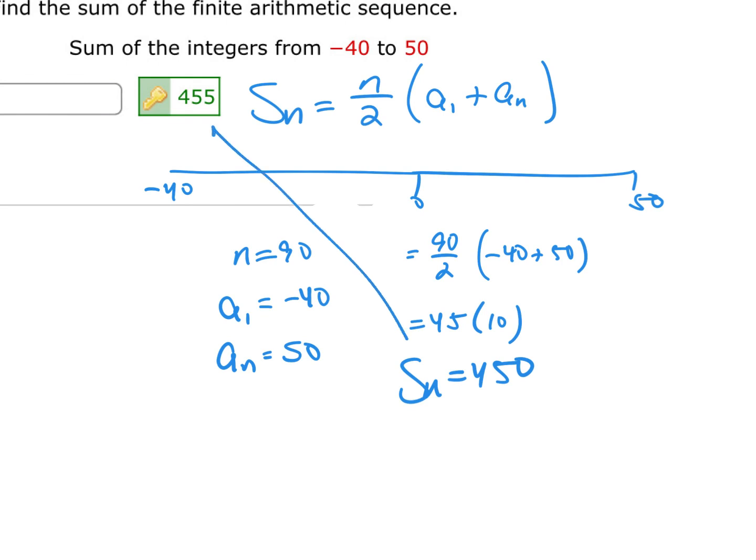But what does WebAssign say the answer is? 455. Guys, how many integers are there from 0 to 9? 9. Nope. 10. From 0 to 9, how many are there? There's 10. All right, when you are including, you guys always have to account for one extra.